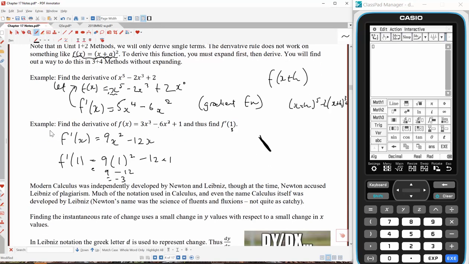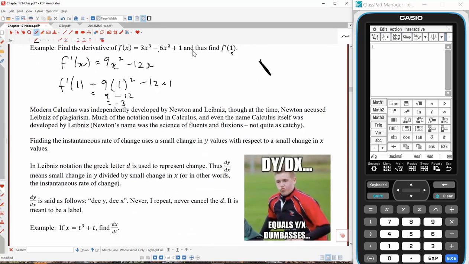Right, so a bit about modern calculus: it was independently developed by Newton and Leibniz, though at the time Newton accused Leibniz of plagiarism. Nothing like a little catfight between mathematicians, but it actually turned out quite sad for Leibniz. Much of the notation used in calculus and even the name calculus itself was developed by Leibniz, okay, the German. And Newton's name, he gave it the name the science of fluents and fluxions. It just was not quite as catchy.